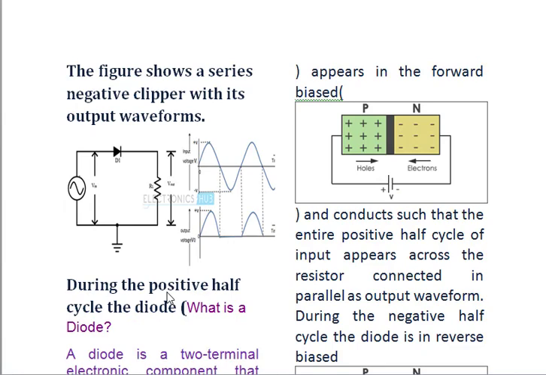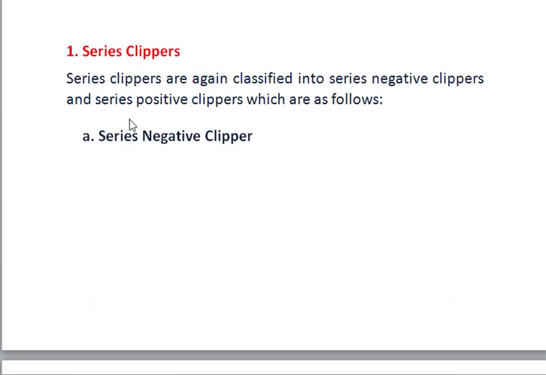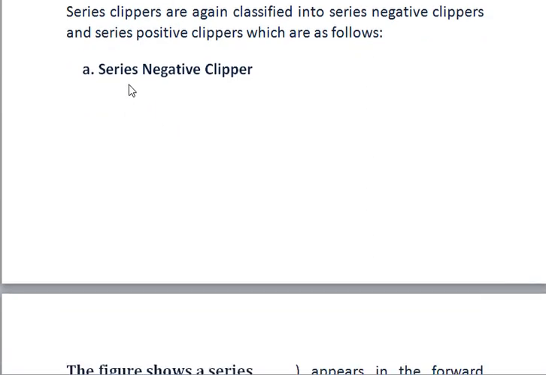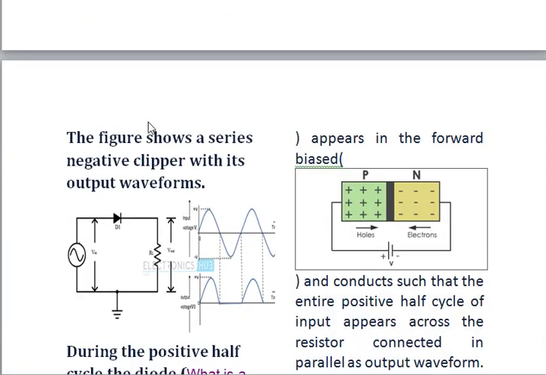Now, we go to the series clipper. Series clippers are again classified into two types: one is the negative clipper, another is the positive clipper. First, we see the series negative clipper, shown here. It consists of a PN junction diode, a resistor, and a waveform generator. This generates sine wave and square wave signals.